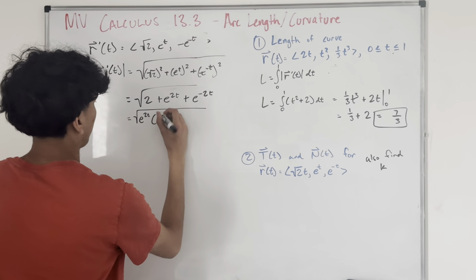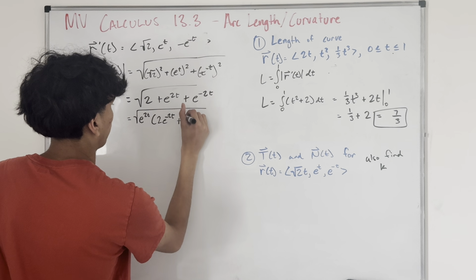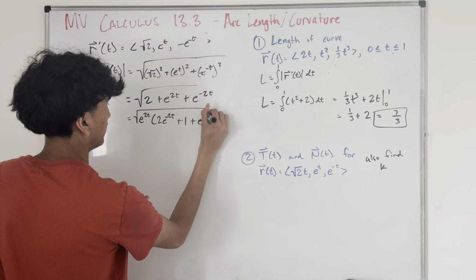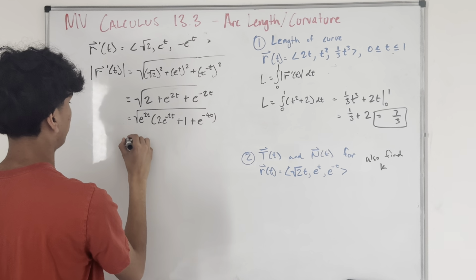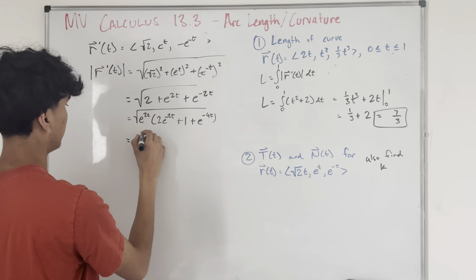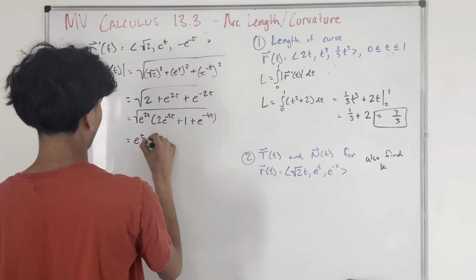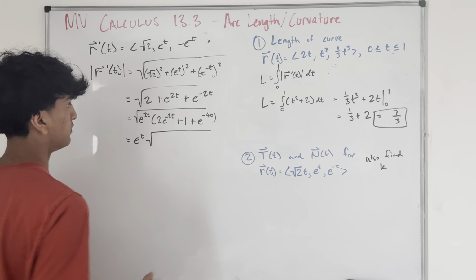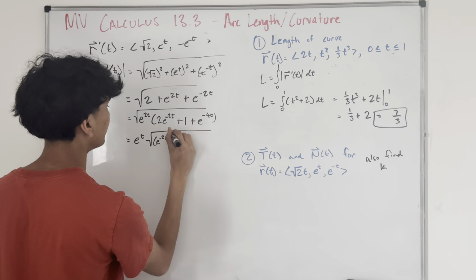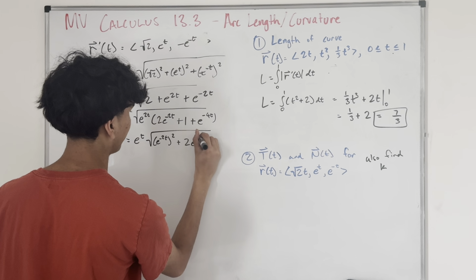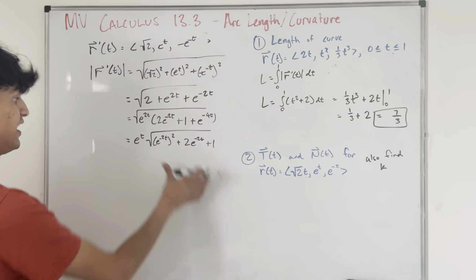So e to the 2t times, I get 2 e to the negative 2t plus 1 plus e to the negative 4t. And remember, when I distribute the e to the 2t back, I get the same thing. Now, first of all, I can pull the e to the 2t out because the square root of e to the 2t is just e to the t. Now, I have this e to the negative 4t term. That's the same as e to the negative 2t squared, plus 2 e to the negative 2t, which is like a first order term, and then there's no term for the last term. This is taking a binomial form.